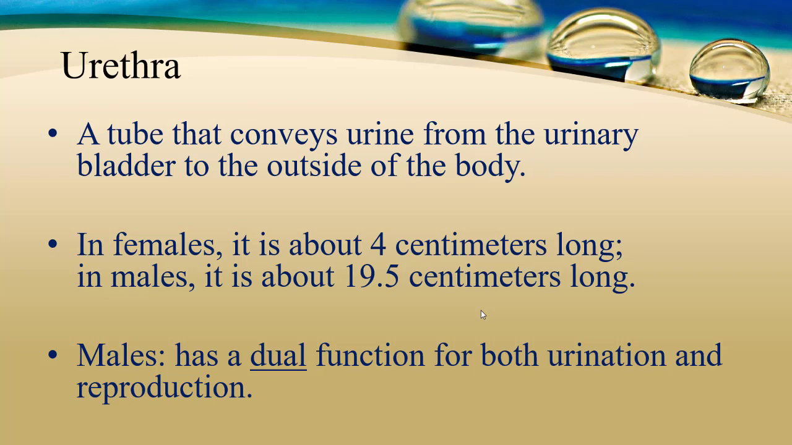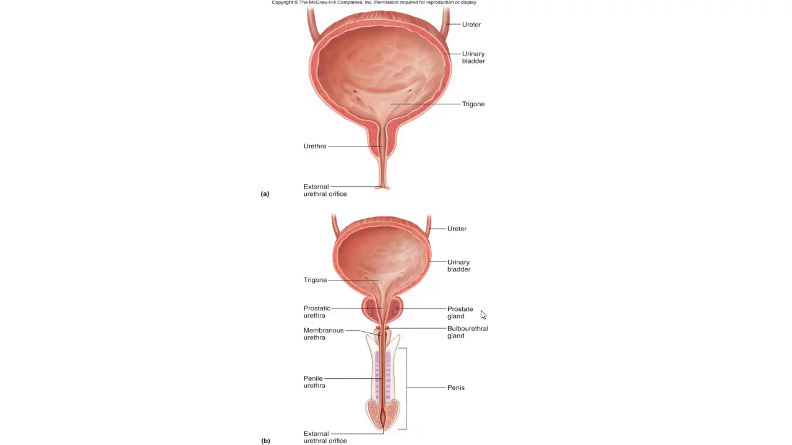There is quite a difference in length of the urethra within males and females. In females, it's about 4 centimeters long, but in males, it's about 5 times that length. It's about 20 centimeters long. And then also in males, the urethra has a dual function, not only for conveying urine, but also has a role with reproduction. All right, here we have a comparison of male versus female bladder and urethra. So the image on top would be female, image on the bottom would be male. The bladder is roughly the same. Urethra, only about 4 centimeters long for females, but about 20 for males.